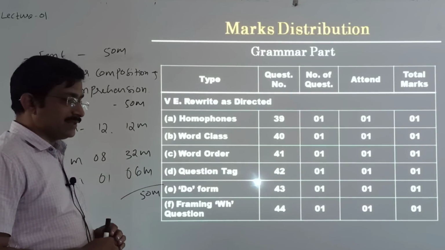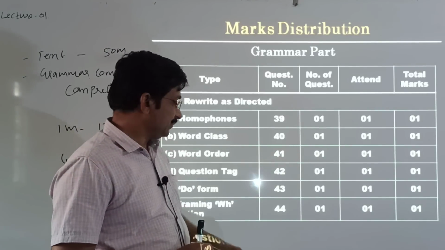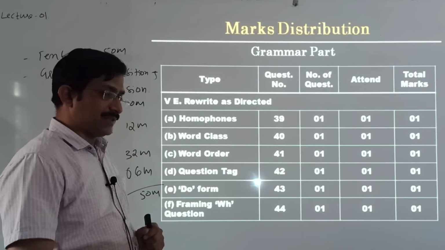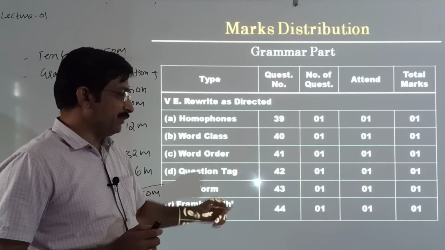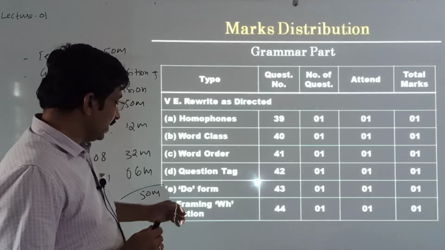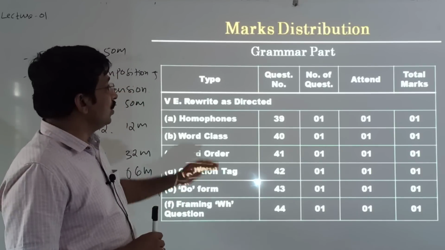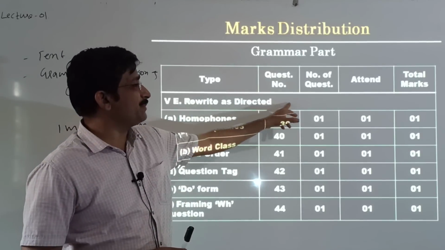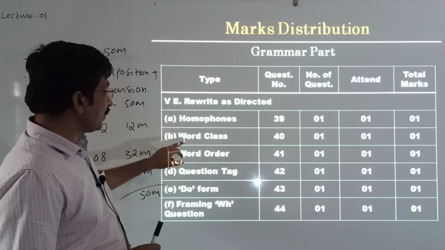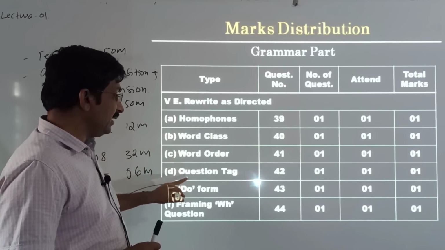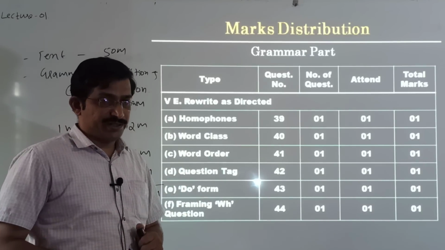And question tag, question number 42, 1 mark. Do form questions: using do forms we have to frame questions. Question number 43 is for 1 mark, and framing WH questions is for 1 mark. So rewrite as directed is for 6 marks: 1, 2, 3, 4, 5, 6. Homophones, word class, word order, question tag, do form, framing WH questions.